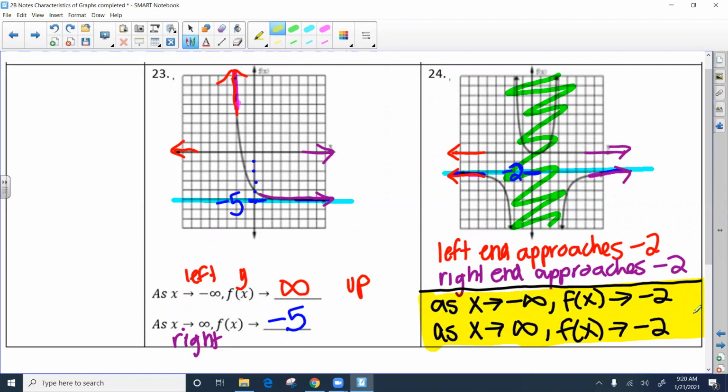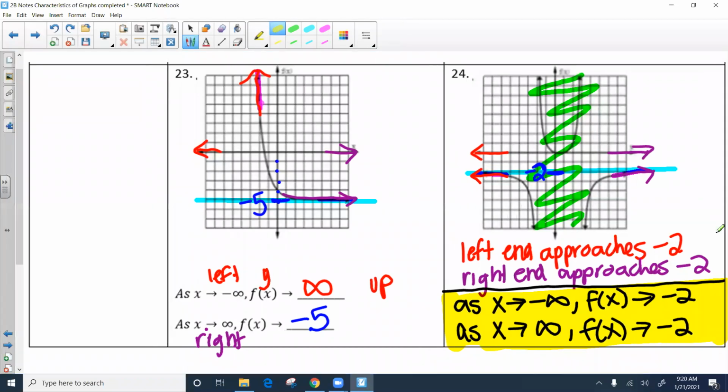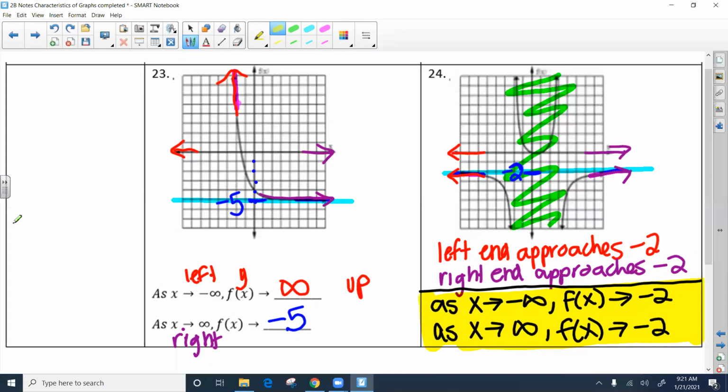But as we've seen, we're not really able to type this kind of notation very easily. So we would just describe it in words instead if you were typing it to me. So the left end approaches -2 and the right end approaches -2. Okay. So now we have finished the 2B note.